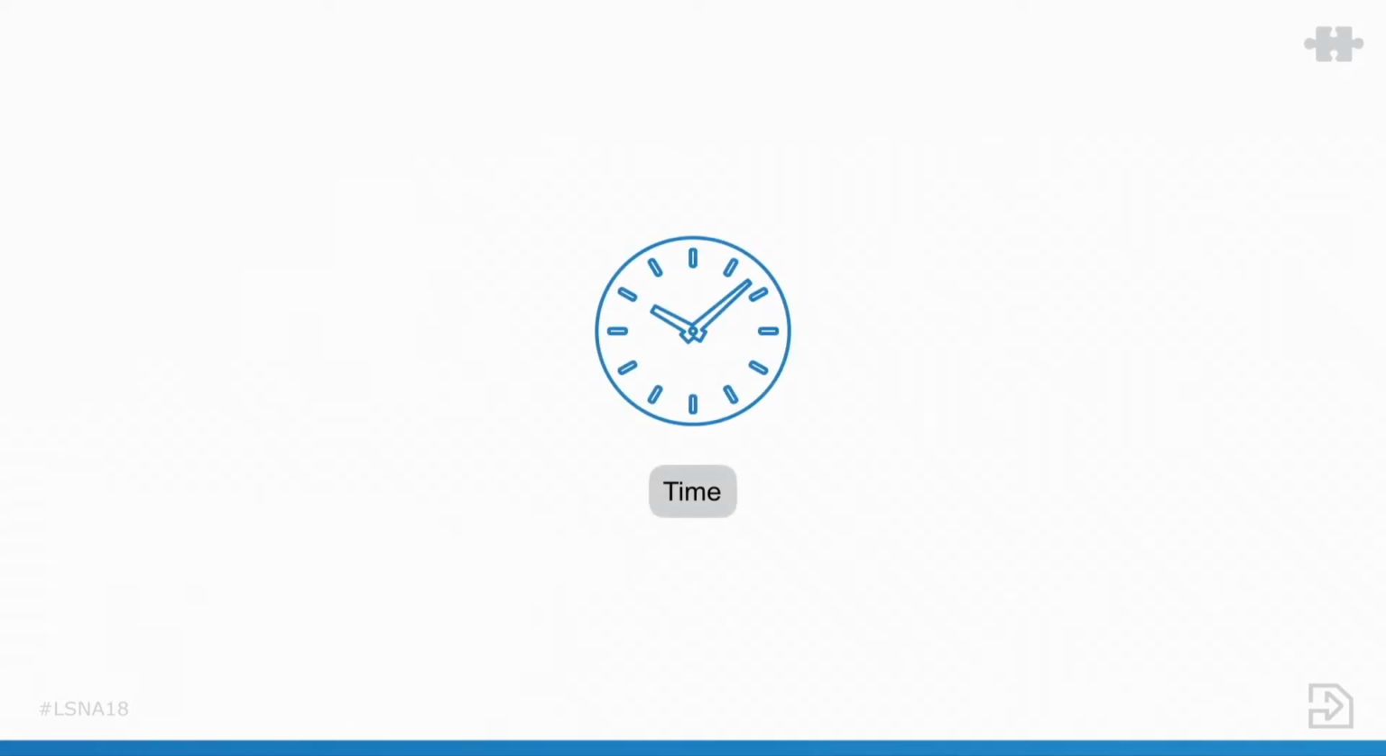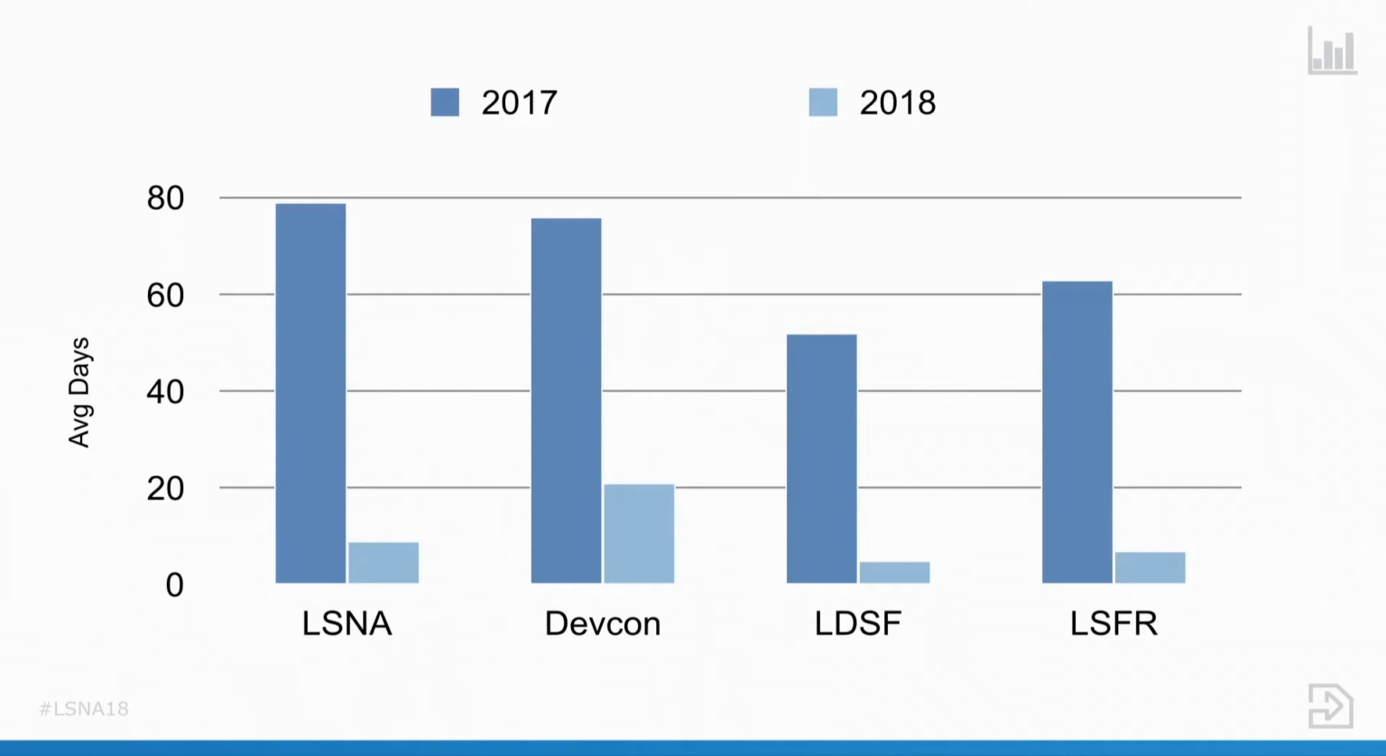So back to our challenges. The first challenge was time. How did this work for our time? So this is a graph of the average number of days it took us to finish a ticket for events in 2017 versus 2018. So it took us almost an average of 80 days to finish a symposium ticket last year.